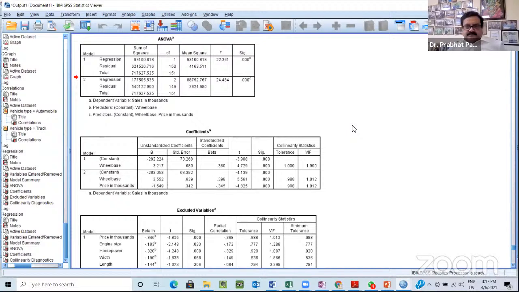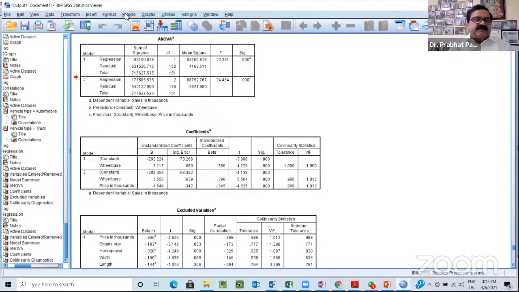Sir, could you please repeat the steps to remove outliers? Okay, so you want me to calculate again, or you want me to explain again? Only 1-2 steps in SPSS.